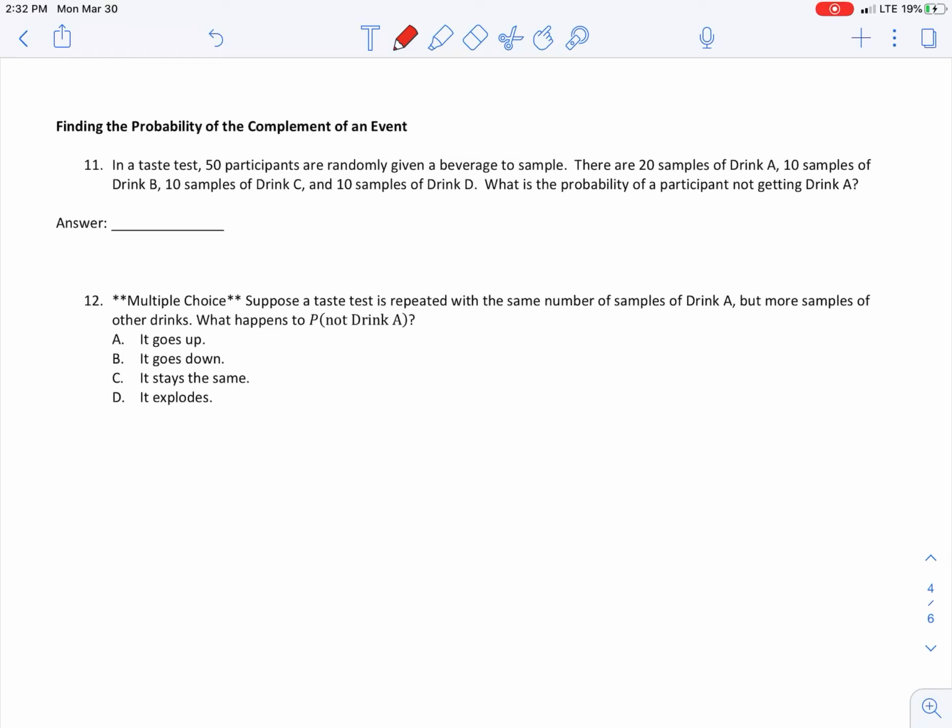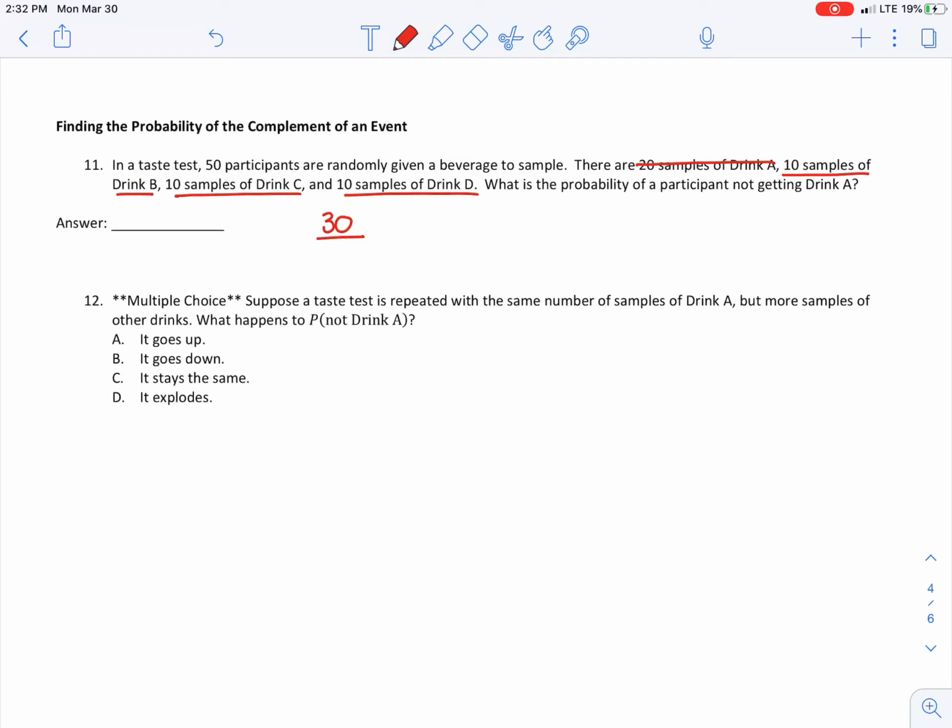So it says in a taste test, 50 participants are randomly given a beverage sample. So there are 20 samples of drink A, 10 samples of drink B, 10 samples of drink C, and 10 samples of drink D. What is the probability of a participant not getting drink A? So we don't want any drink A's. It can be anything but a drink A. So we have 10 samples of drink B, 10 of drink C, and 10 of drink D. If we look at these, we have a total of 30 drinks that are not drink A.